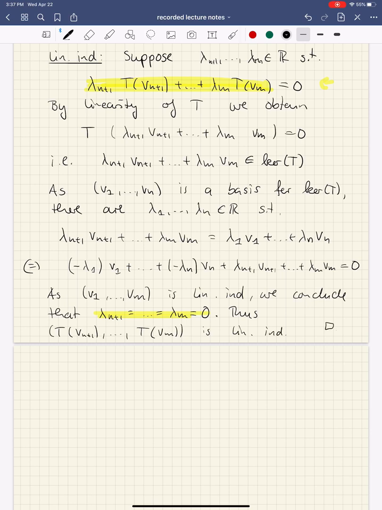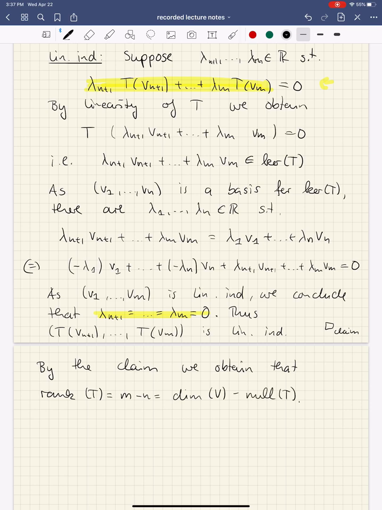So this finished the claim, and then we're almost done. By the claim, we obtain that the rank of T is equal to m minus n, which is equal to the dimension of V minus the dimension of the kernel, so the nullity of T. And we can conclude.